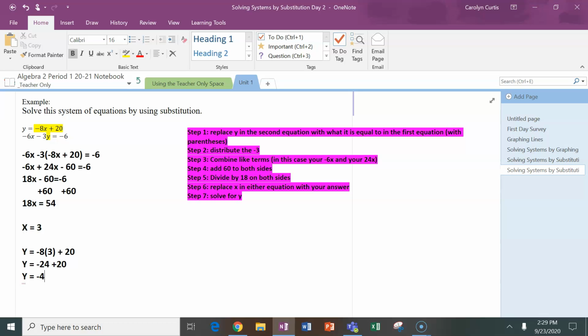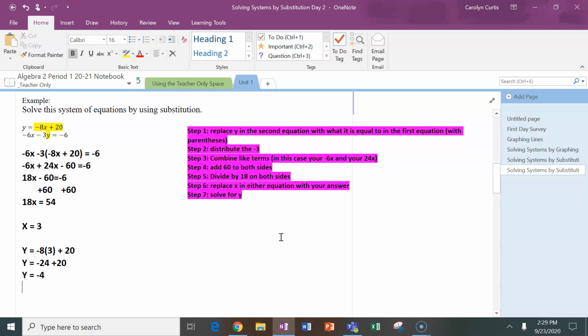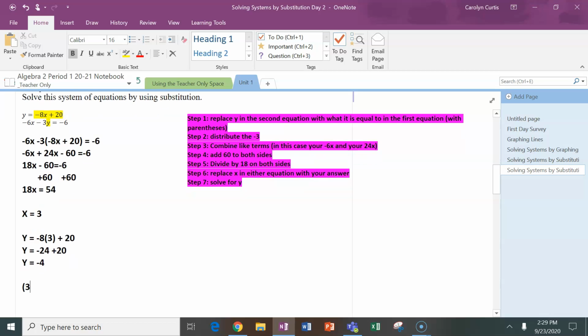Once you have found both x and y, you are finished. If the problem asks for a solution for an ordered pair, remember that x comes first and then your y value.